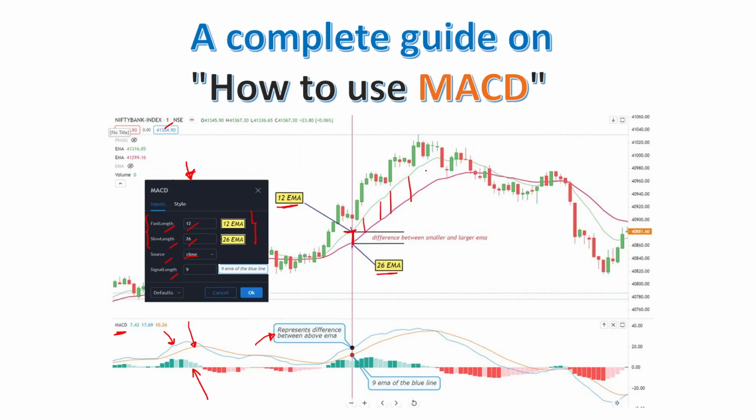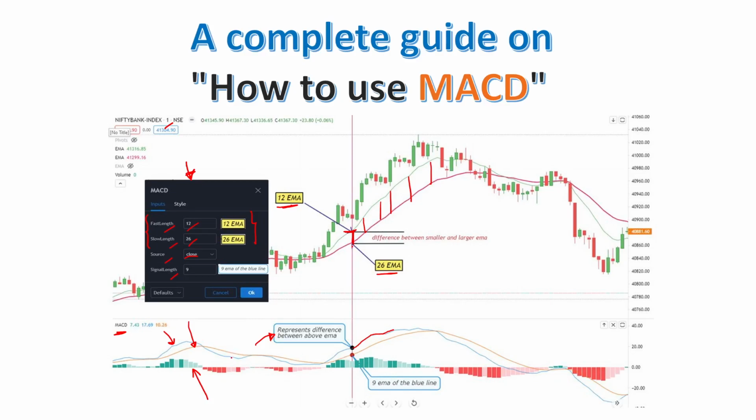As we see the distance keeps on increasing, the value of this blue line also keeps on increasing, and we get an upward line of this particular MACD line, the blue line. So basically, as the difference increases, the blue line will keep on moving in the upward direction. So that's the one building block of MACD.